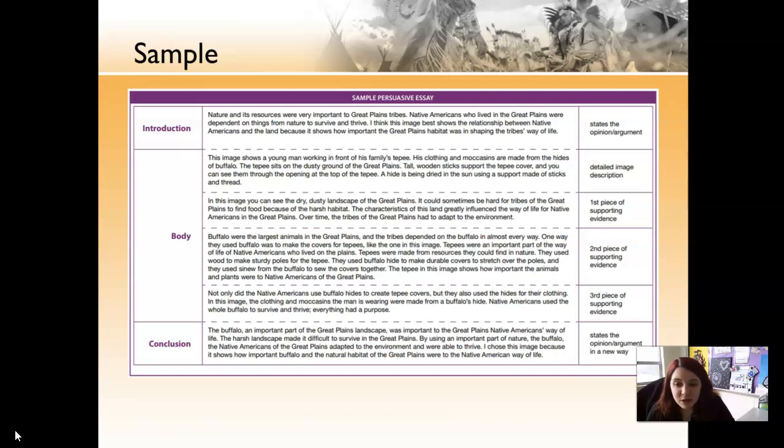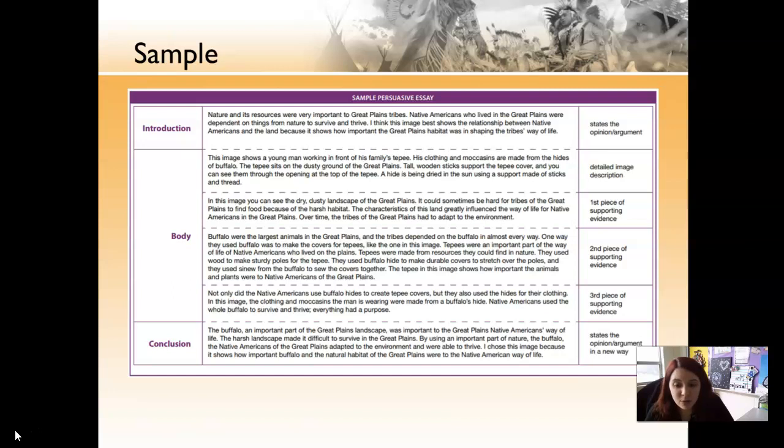They used wood to make sturdy poles for the teepee. They used buffalo hide to make durable covers to stretch over the poles, and they used sinew from the buffalo to sew the covers together. The teepee in this image shows how important the animals and plants were to the Native Americans of the Great Plains. Not only did the Native Americans use buffalo hides to create teepee covers, but they also used the hides for their clothing. In this image, the clothing and moccasins the man is wearing were made from buffalo hide.